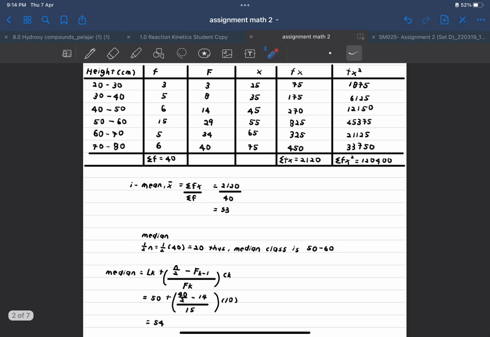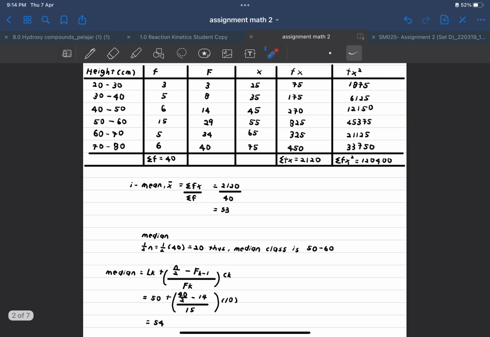Alright, for question B, we were asked to find the mean and median heights. First of all, we will find the mean first. How do we want to find the mean? We will use the formula of mean, which is the sum of fx divided by sum of f. We already have the value of sum of fx, so we just substitute here: 2120 divided by 40. So we will get the answer, which is 53.